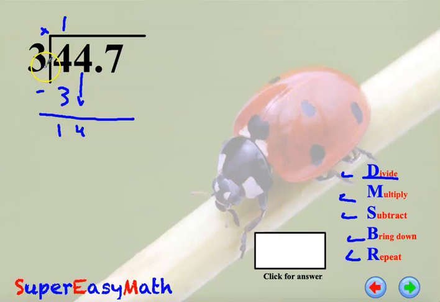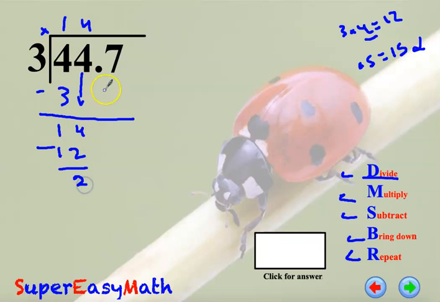So divide. How many 3 we have in 14? We know that 3 times 4 equal to 12, and 3 times 5 equal to 15, greater than 14, so not accepted. So we have 4. Multiply. So 3 multiplied by 4 equal to 12. Subtract 14 minus 12 equal to 2. Bring down the other digit, and we should raise this decimal point.